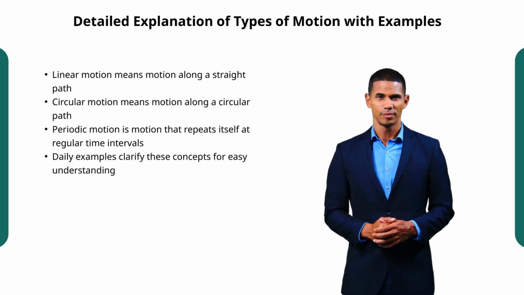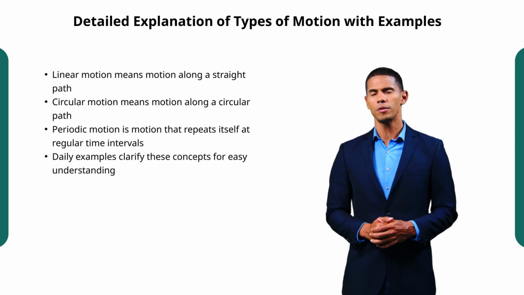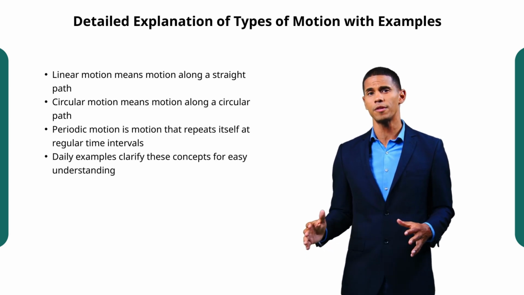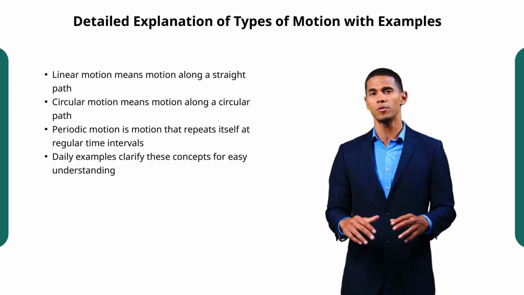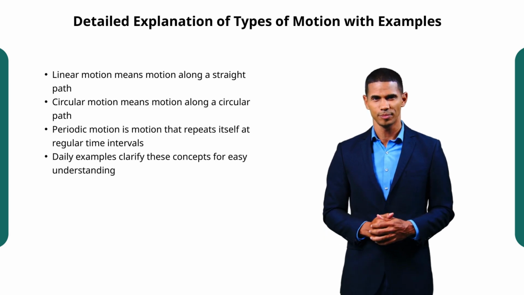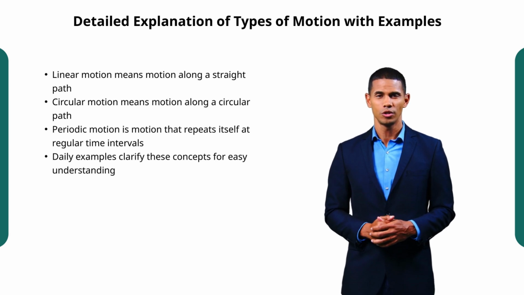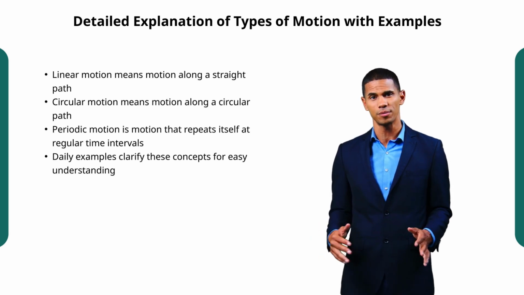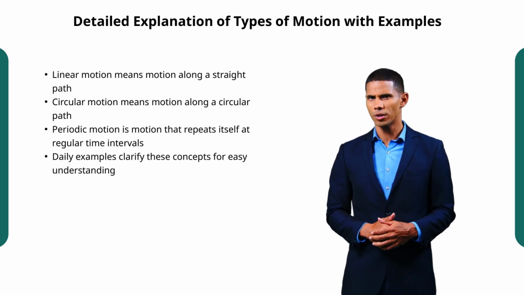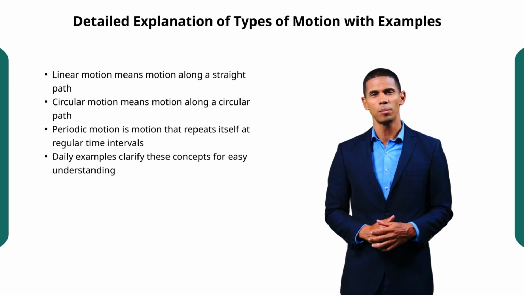Welcome back! Let's get deeper into the types of motion. First, linear motion. Imagine you are watching soldiers marching in a straight line. Their legs and bodies move straight forward. That is linear motion, movement along a straight path, the simplest form of motion. Similarly, a bullock cart moving straight on the road is another great example.